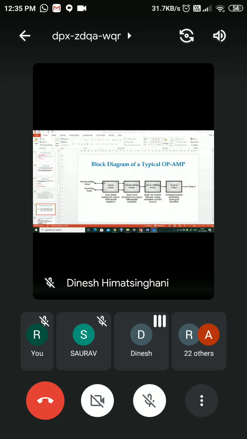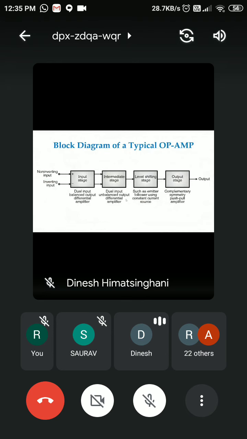I'll just share it again. Okay, anyway, so what do you mean by the word dual input? The dual input is that you have an inverting input and you have a non-inverting input. What do you mean by a differential amplifier circuit? You already know that it amplifies the difference. What do you mean by balanced output?